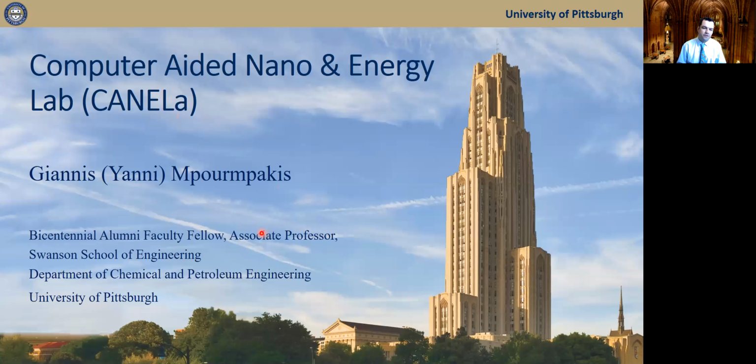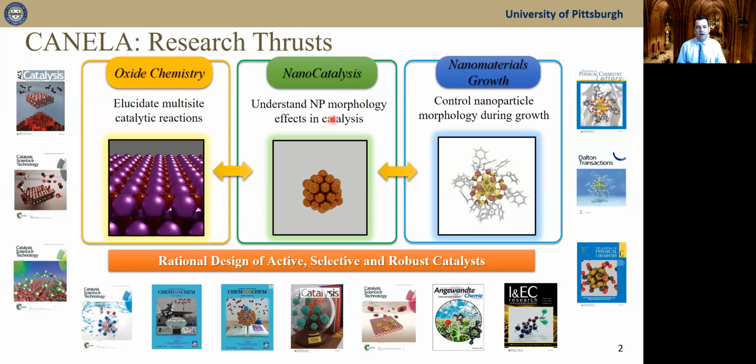I'm Associate Professor in the Department of Chemical and Petroleum Engineering at the University of Pittsburgh and the Director of the Computer-Aided Nano and Energy Lab. Our lab is a computational lab and we have three major research thrusts. The oxide chemistry, where we try to understand how different reactions happen on the surfaces of metal oxides. And in this example, I show you how a propane molecule dehydrogenates on the surface of gamma alumina to form olefins for the production of polymers and plastics.